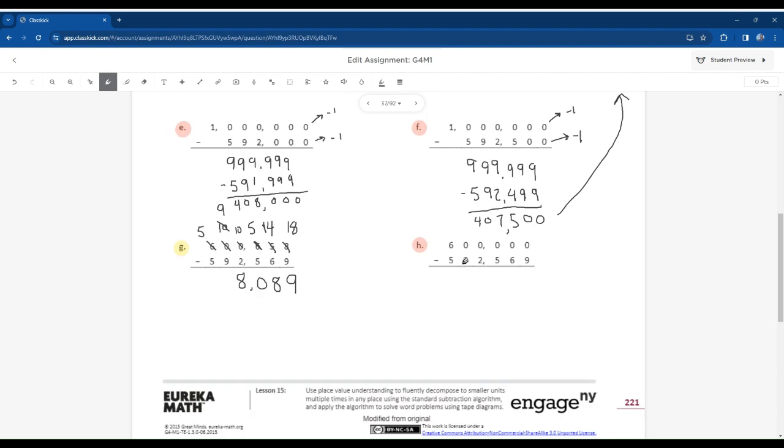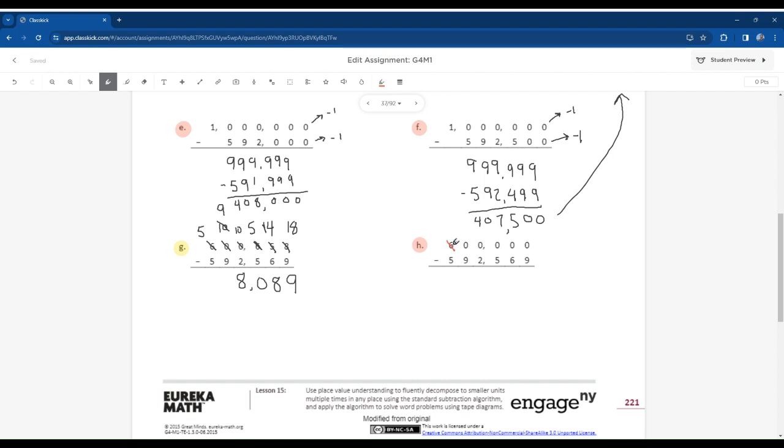Letter H, 600,000 minus 592,569. Again, I'll go ahead and I'll do all the regrouping and then the minus 1 trick at the very end. So in this case, I need to regroup all the way from the 100,000s all the way down to the ones because I do have ones that I need to take away. That other problem's in the way, so I'll do this one in red. 0 minus 9 cannot do. Need to regroup all the way over here in the 100,000s.